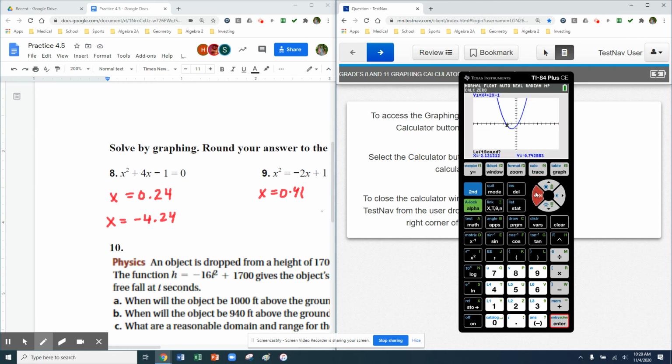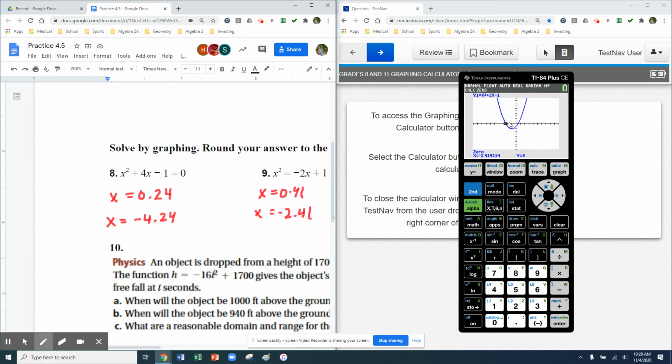And second calc, we'll do the second 0. We'll go left bound over here, right bound under here. So now I've got my left bound, right bound set up with the 0 in between. Hit enter, and there's my second 0, 2.41. Sorry, negative 2.41. And there we go. So there's going to be our two solutions.